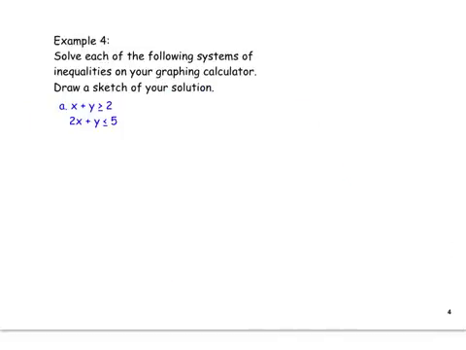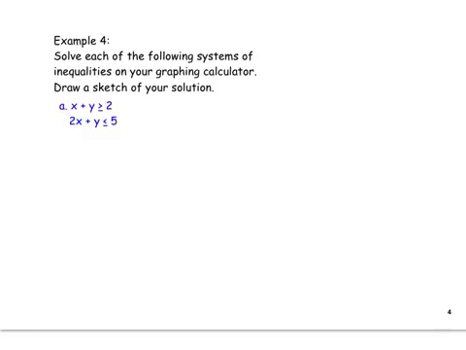All right, this example says to solve the system of inequalities on the graphing calculator, and we're just going to draw a sketch of the solution. So, first thing we're going to have to do is put both inequalities into slope-intercept form because the calculator will not do that step. You have to arrange both inequalities to slope-intercept form first. So take a moment and do that.